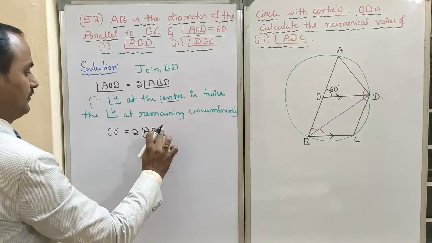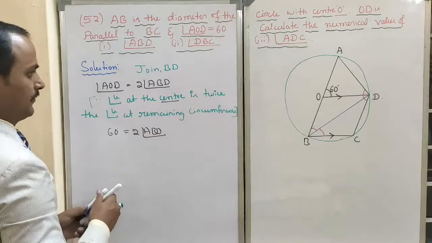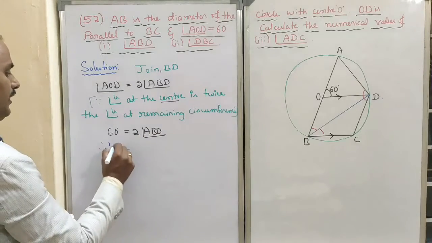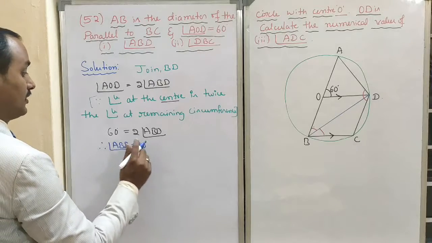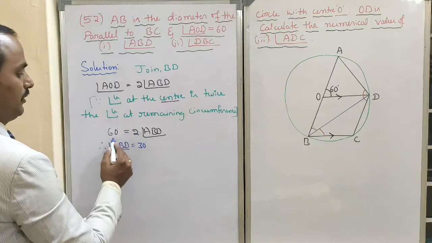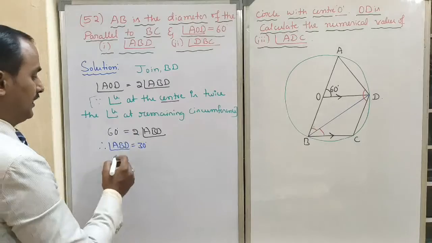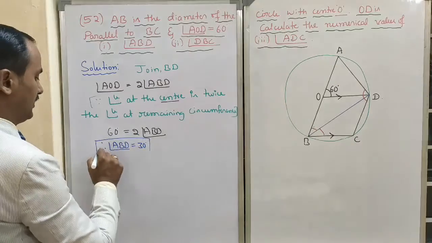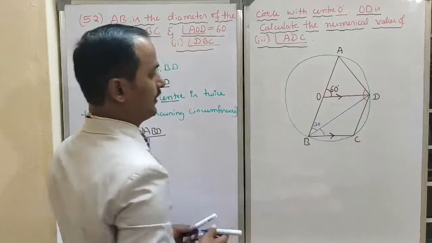Finally, angle ABD, how much? The angle ABD is equal to 60 by 2, so not 60 degree, 30 degree. Why? Because 60 divided by 2. This coefficient 2 comes to the denominator. 60 by 2 became 30 degree. Got it? Which angle did we get? This one. This one how much? 30 degree. Now next.